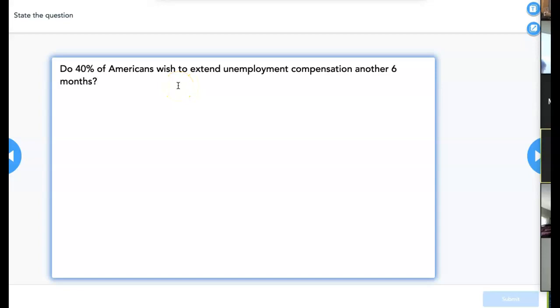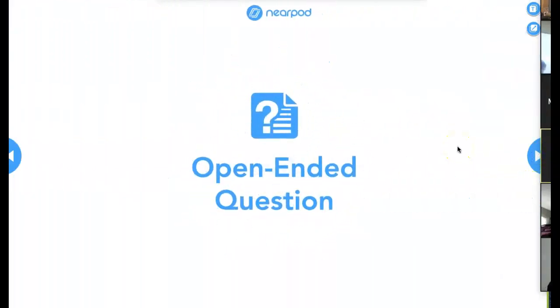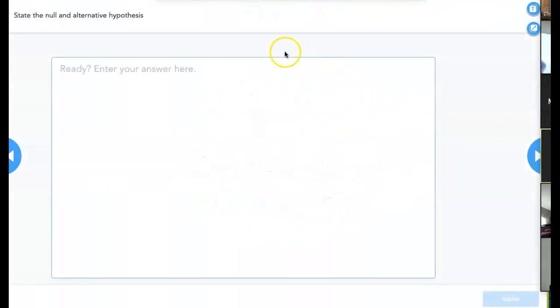And there's several ways to phrase your question. If there was a more than or a less than, that's when we would phrase it in the question. Do more than 40% of Americans wish to extend unemployment? Or do less than? Okay, so we're looking for those words more than and less than in the problem. We don't have that, so this is going to be an equals and not equals. So we'll write our hypothesis. State the null and alternative hypothesis.